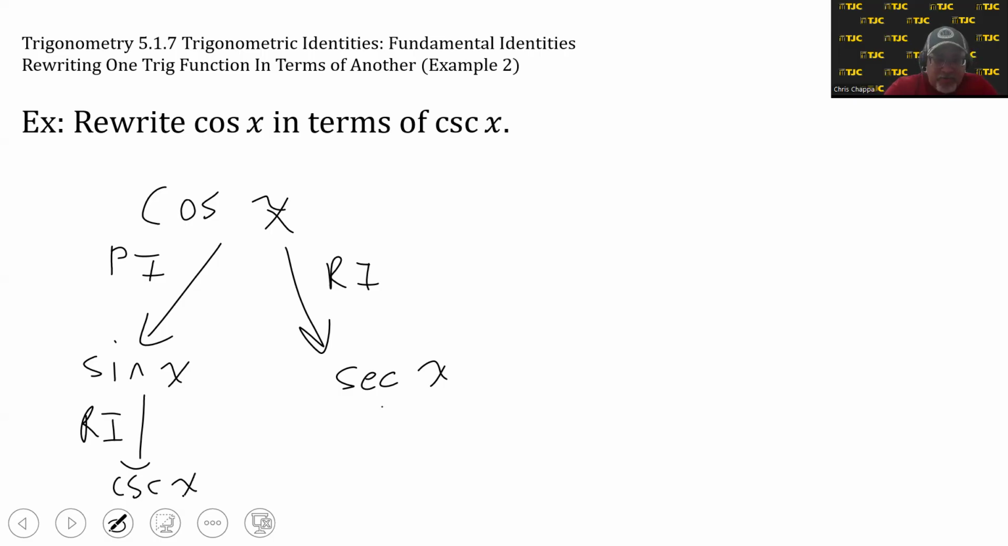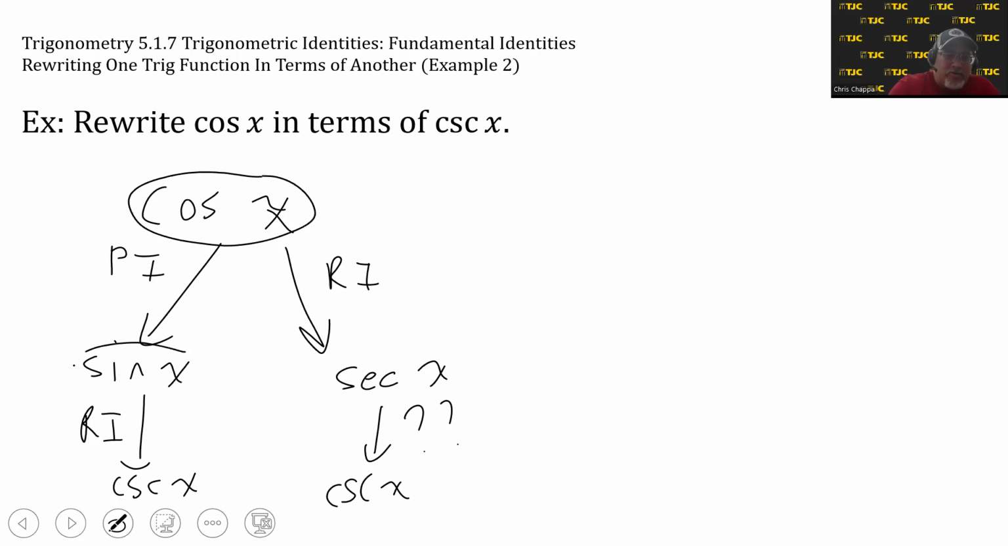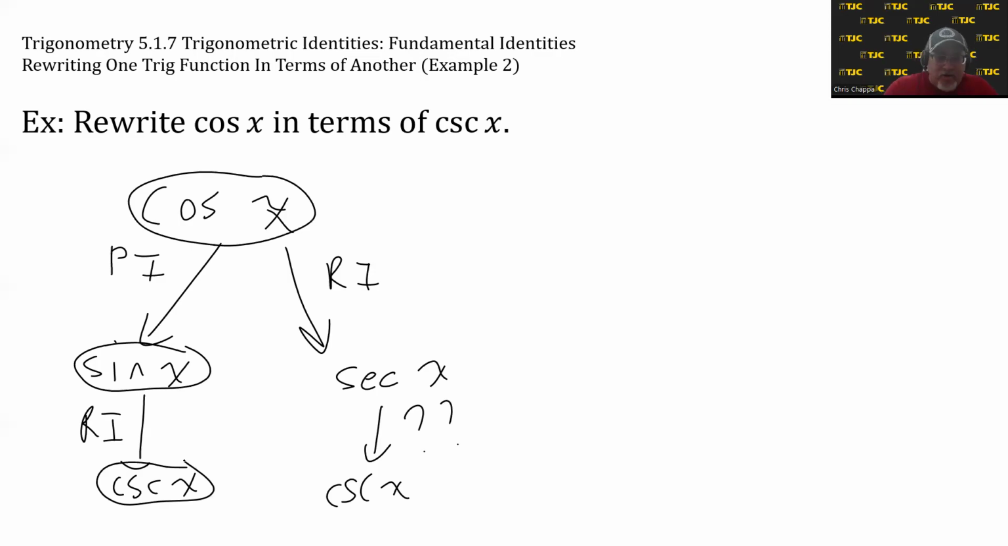Is there a connection between secant and cosecant? Not directly. We have no nice identity that connects the two. So our path is going to be, we're going to rewrite cosine in terms of sine using a Pythagorean identity, and then rewrite sine in terms of cosecant using a reciprocal identity. So let's give that a try.